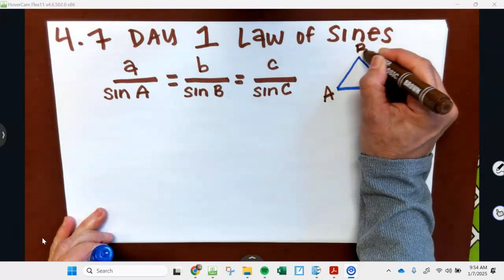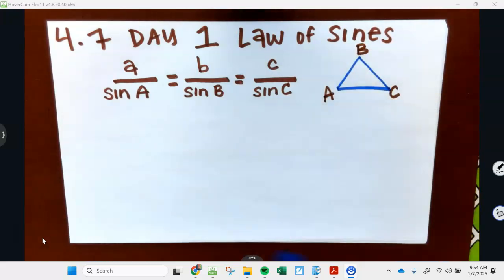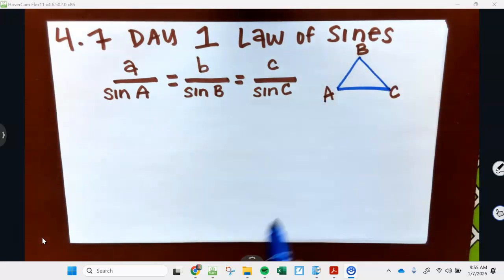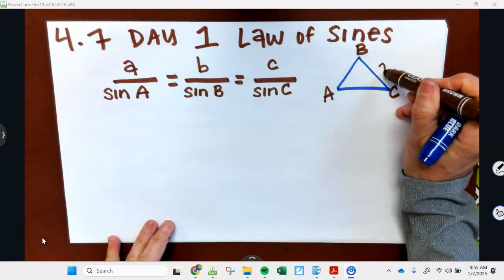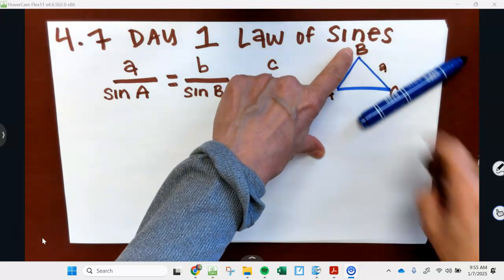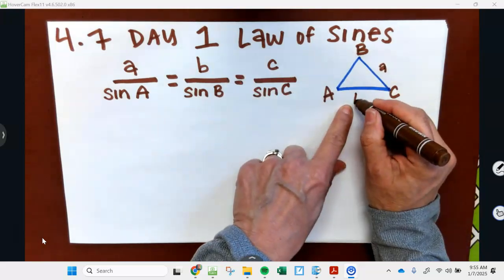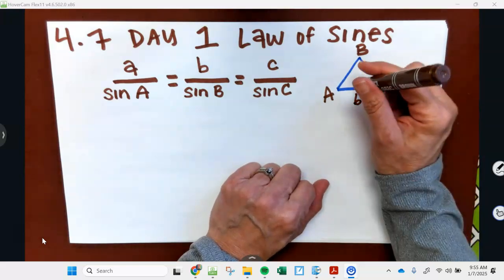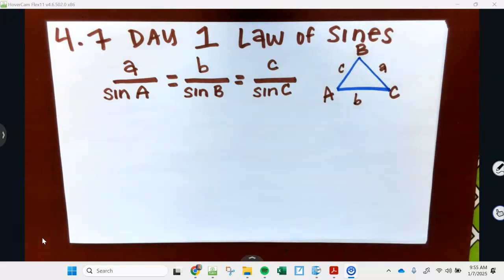Remember, your angles are always capital letters, so ABC. And guys, remember the legs are always across. So if this is angle A, then this is leg A right here, across from it. If that is angle B, leg B is at the bottom. Angle C is here, so leg C is going to be over on the other side.